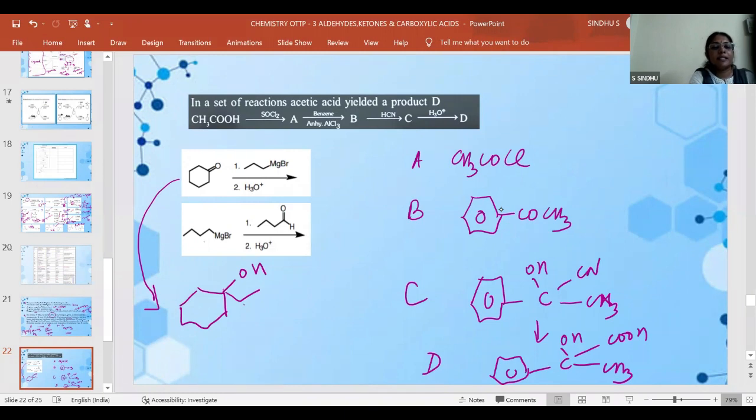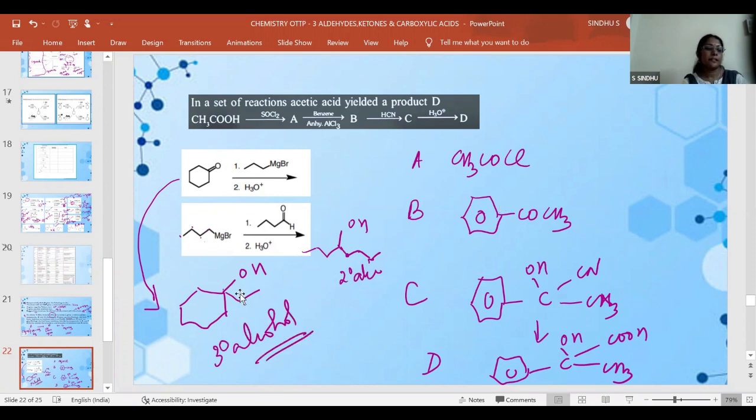And here we have a Grignard reagent with an aldehyde. We get a secondary alcohol here, not formaldehyde. So we're getting OH and the Grignard entity connected. So this way it comes in. 1, 2, 3, 4, right? So we're getting a secondary alcohol here. Here we're getting a tertiary alcohol.